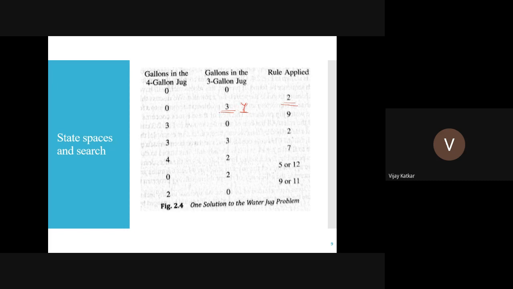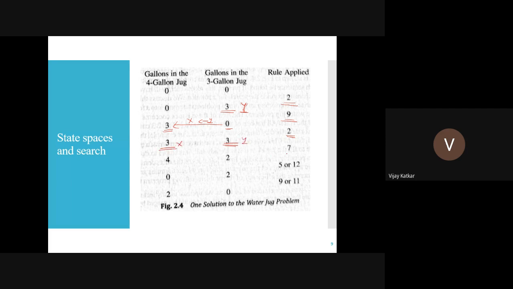Then after that, we can use rule 9. Rule 9 says that I can transfer the water from jug X to jug Y. So now in jug X there is 3 liters of water, in jug Y there is 0 water. Then next, again you can use rule 2 to fill jug Y completely. Now in jug X you have 3 liters of water, in jug Y you have 3 liters of water.